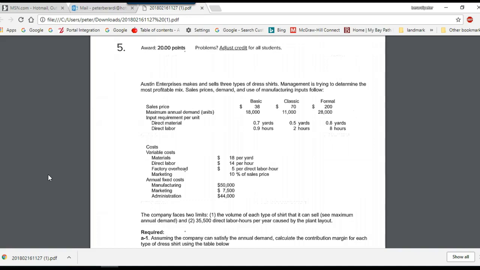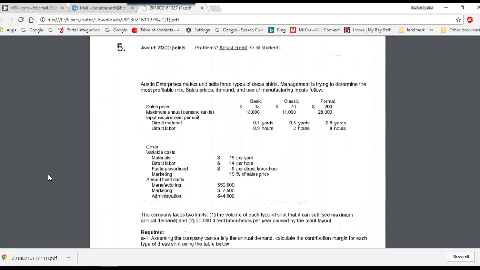So you should automatically realize that, given the way variable costs and fixed costs are identified, you're going to be working with contribution margins. And so there will likely be a contribution margin question of some sort, or per unit.